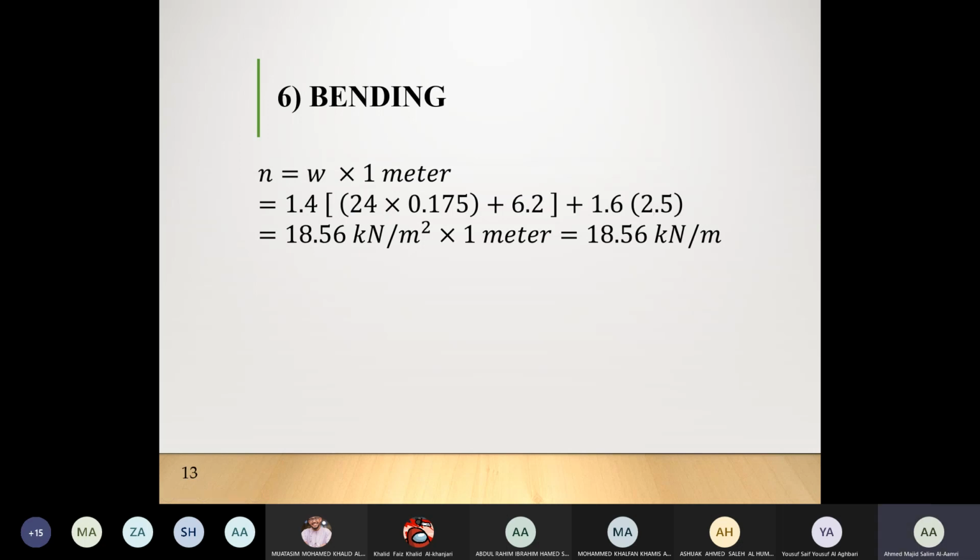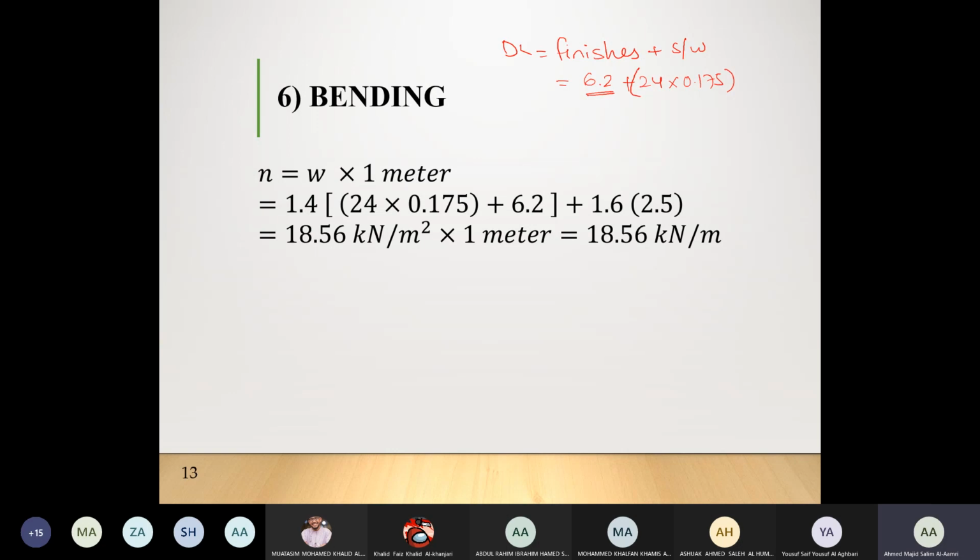And we have said, for our scenario, that dead load is equal to what exactly? Dead load is consisting of two things. One is finishes, another one is self weight. For the finishes, it has been given already in the problem that it is equal to 6.2, if you remember. Self weight we said is going to be 24 multiplied by the depth. And the depth was given as 0.175.